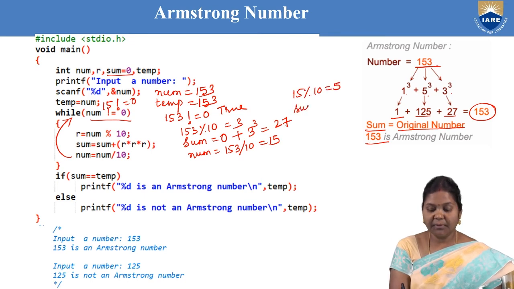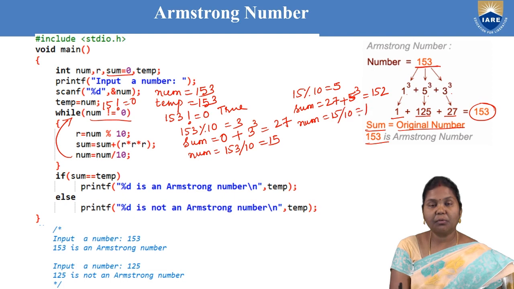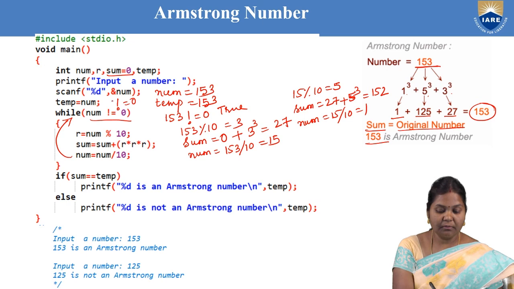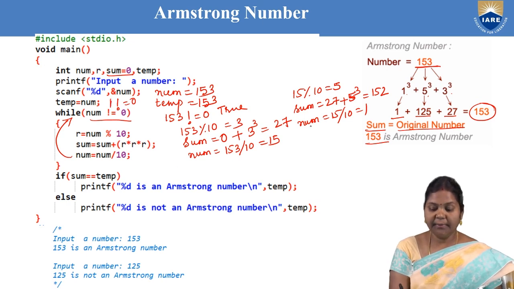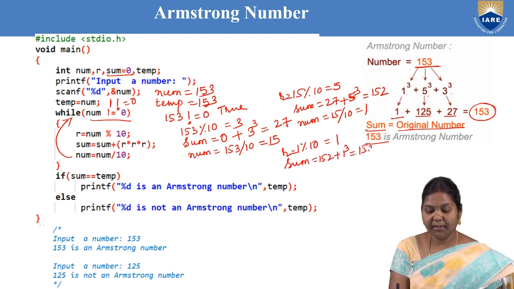Then find out sum is equal to, now sum is already 27 plus 5 cube, that is 125. So you will get 152 as the sum. Then again num is equal to num by 10. So 15 by 10 is equal to 1. Then again repeat. 1 is not equal to 0. Yes, true. Then again repeat third time. R is equal to 1 modulus 10 is equal to 1. Then sum is equal to 152 plus 1 cube, which is nothing but 153. And then num is equal to 1 by 10.